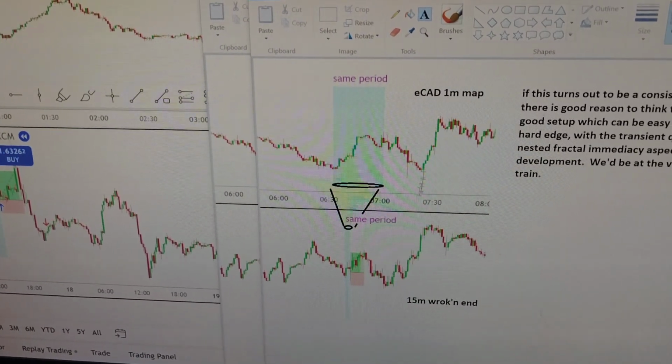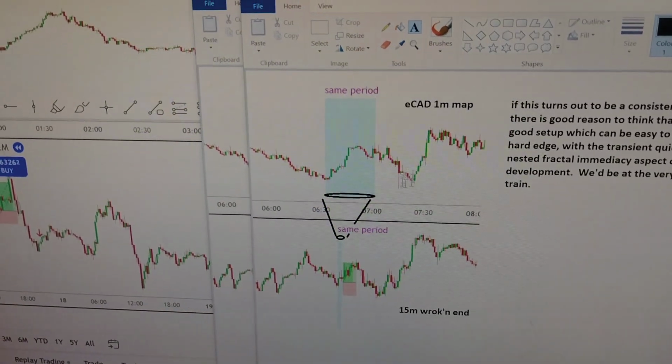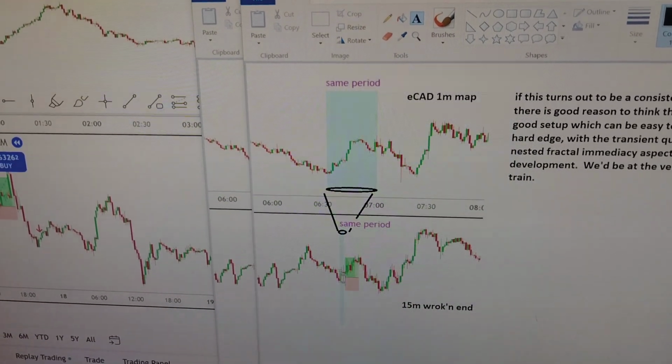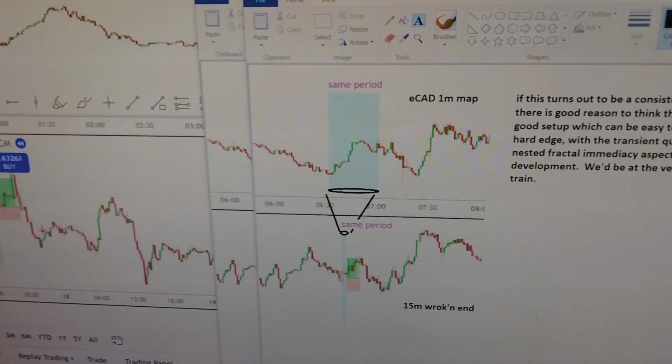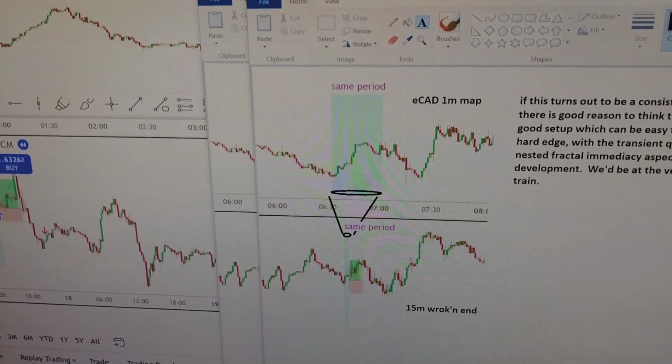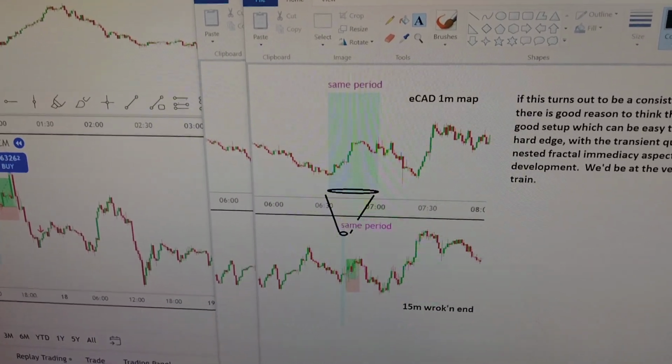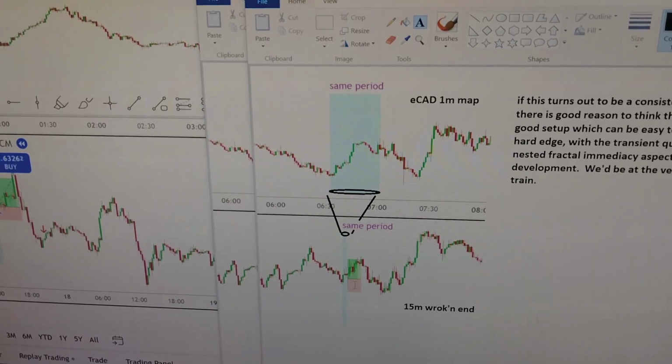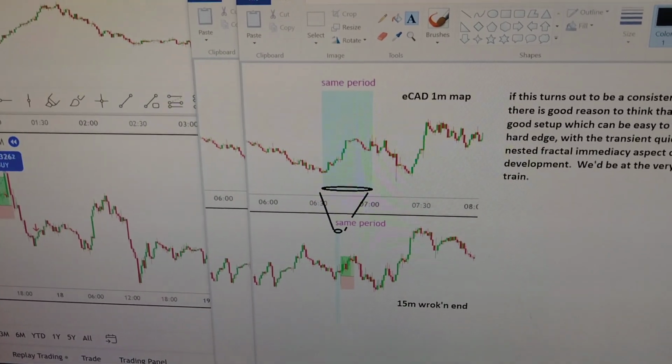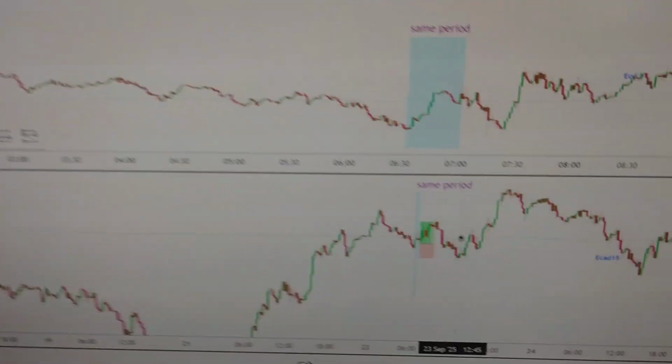push this thing higher after this pullback here, which on the 15-minute chart looks like a little tiny retraction followed by a follow-through right here. And the pink and green box shows that. On the chart, it looks like this.